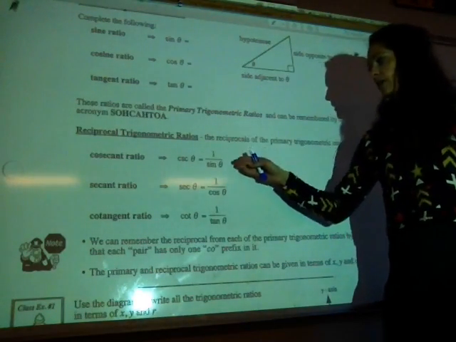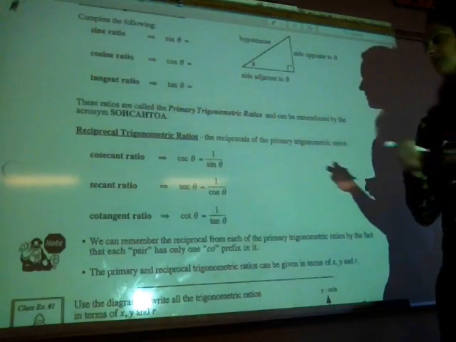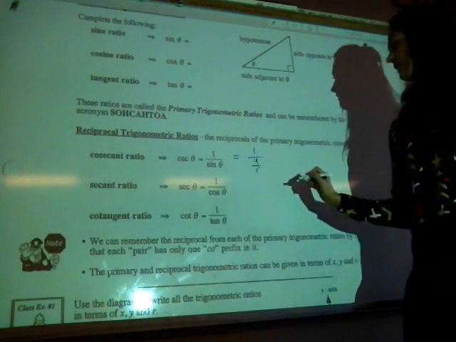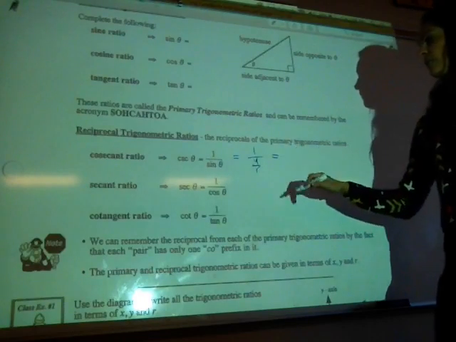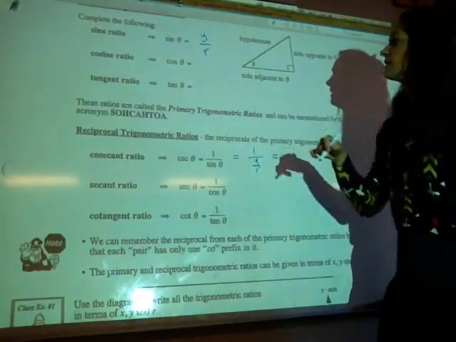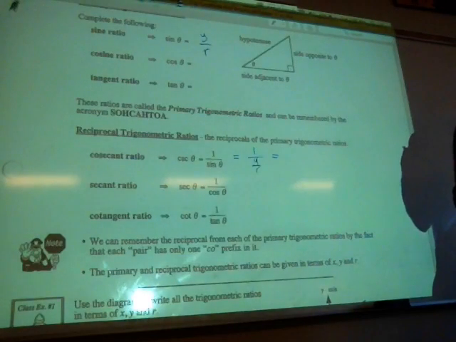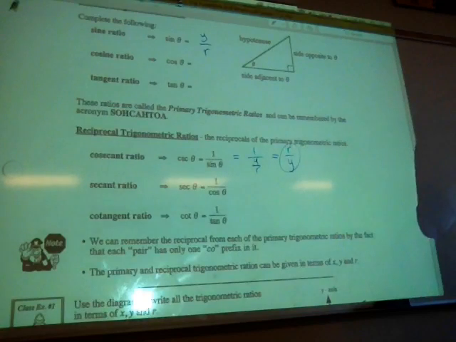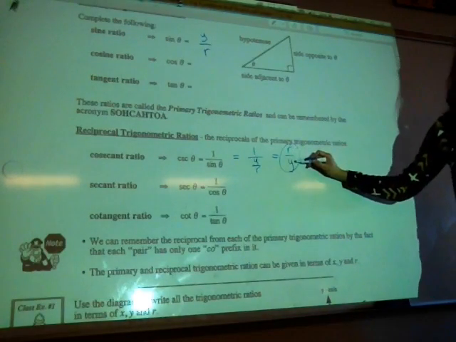So cosecant is 1 over sine. If sine was the ratio of opposite over hypotenuse, I'll just write this up here again, y over r. Then the reciprocal of y over r would be r over y. So we now have hypotenuse over opposite.